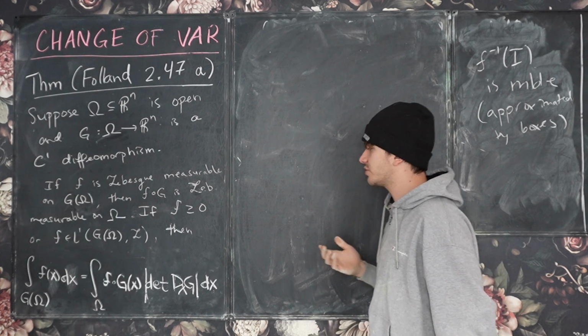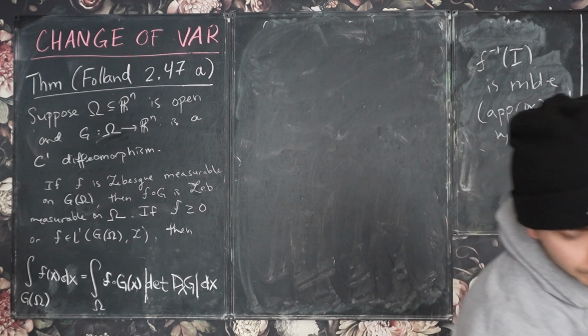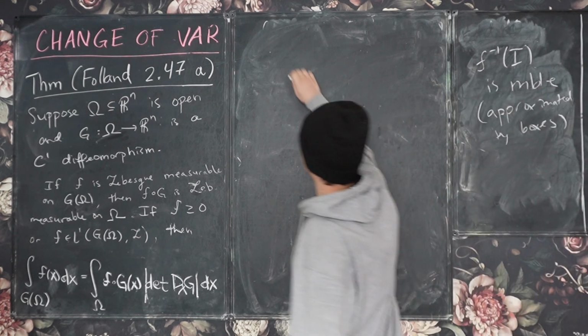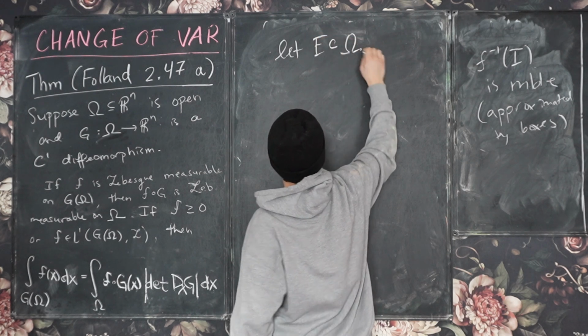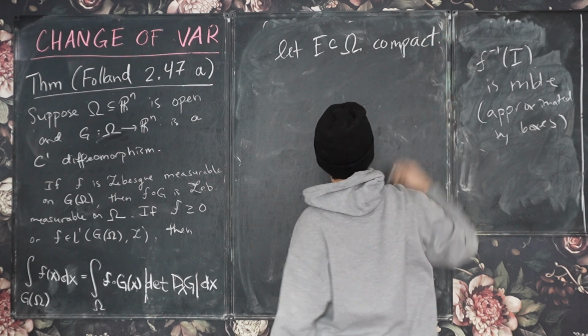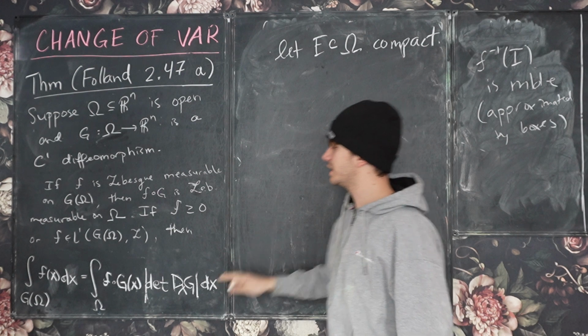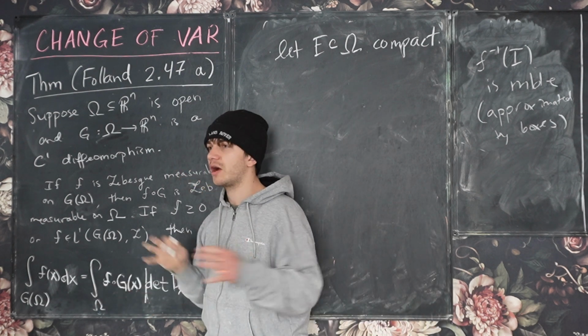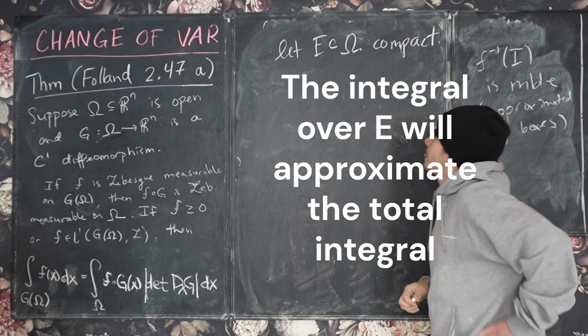I want to approximate this integral in a compact set. And so let's just let E, a subset of omega, be compact. And my idea is that I want this set E to basically approximate the total value of the integral.